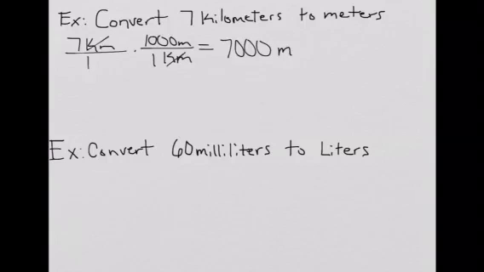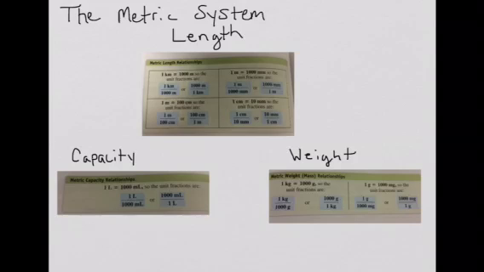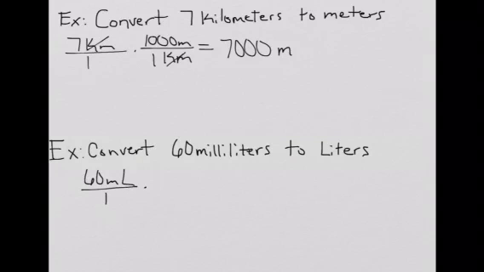We want to convert 60 milliliters to liters. Again, I'm going to start with what's given to me: 60 milliliters over 1. Now we're going to multiply that by my relationship between milliliters and liters. If we go back to the first page, we see that 1 liter is equal to 1,000 milliliters. So we go back, and we have 1 liter is equal to 1,000 milliliters.